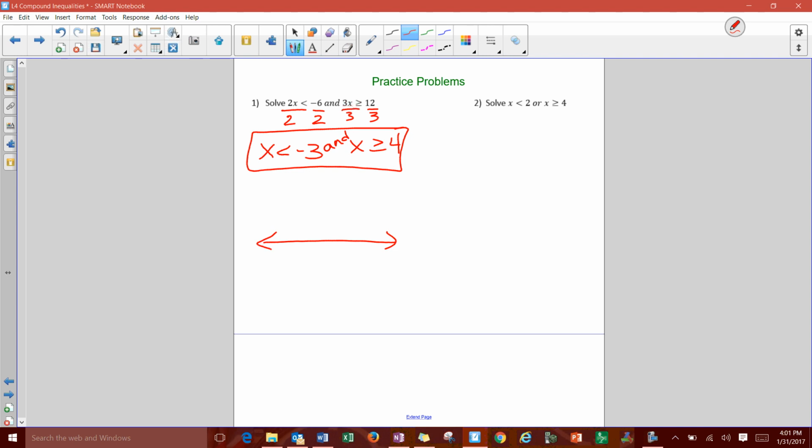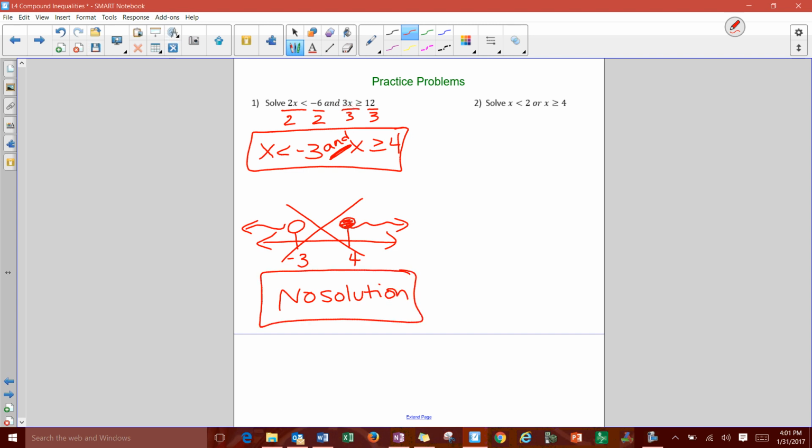And then when I ask you to graph, again, I would start at -3, and I would say x is less than -3, right? And then I would start at 4, and I would say x is greater than or equal to 4. And I'm looking for where both this and this are true. I'm looking for the overlap. Does that happen at all? So they never overlap. The two of those things never happen at the same time. So therefore, I'm going to say that there's no solution. All right? So that's number one.